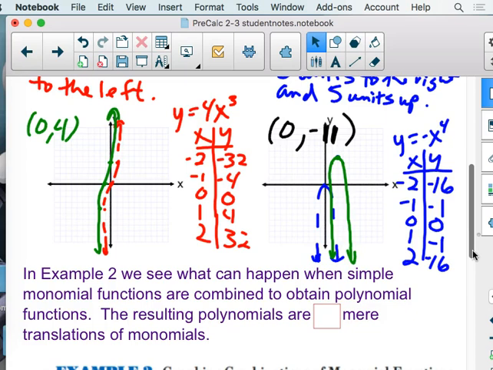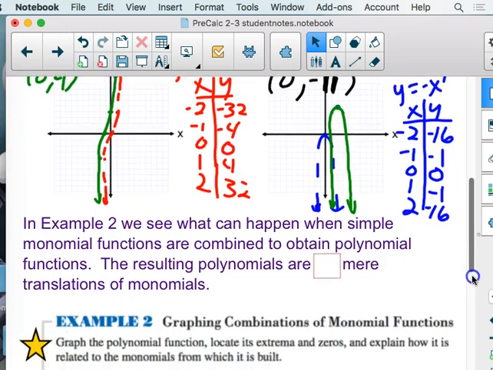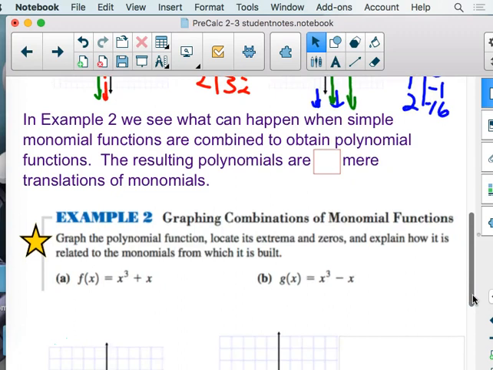Yeah, that's it. So now, those are too nice. Way too nice. The a, h, and k stuff, way too nice. Reality is they don't come prepackaged that way. They just don't. So in example 2, we see what can happen when simple monomial functions are combined to obtain polynomial functions. The resulting polynomials are not, that's a big little word right there, not mere translations of monomials.